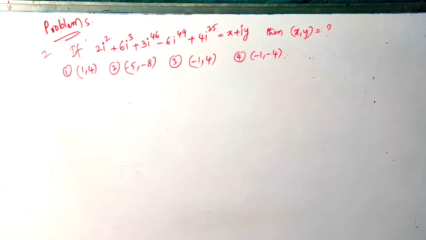If 2i square plus 6i cube plus 3i power of 46 minus 6i power of 49 plus 4i power of 25 equals x plus iy, then find out the value of x comma y. So options are: first option is 1 comma 4, second option is -5 comma -8, third option is -1 comma 4, fourth one is -1 comma -4. So we know the values here.